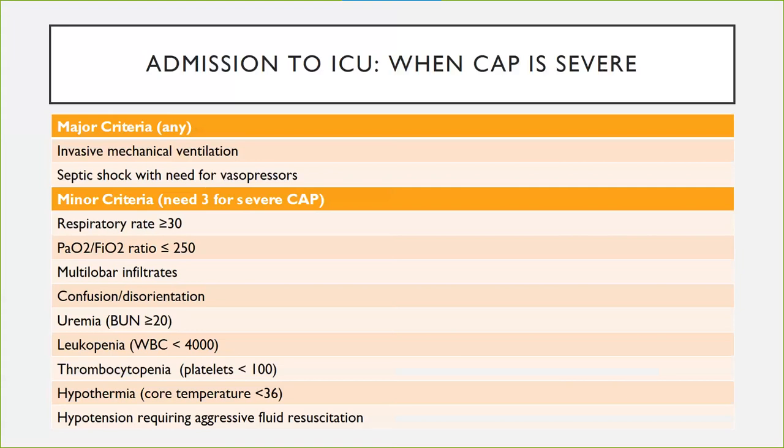So when should you admit to the ICU? When pneumonia is severe. There are criteria in the community-acquired pneumonia guidelines. The major criteria are pretty straightforward. If they're on the ventilator or on vasopressors, they should be in the ICU. That's common sense. And then severe community-acquired pneumonia can also mean meeting at least 3 of these minor criteria that are listed. And it's based on the respiratory rate, what their x-ray may look like, some of the same things that are included in the CURB-65 score, like confusion and uremia, and then leukopenia, thrombocytopenia, hypothermia, or hypotension, not requiring pressors.